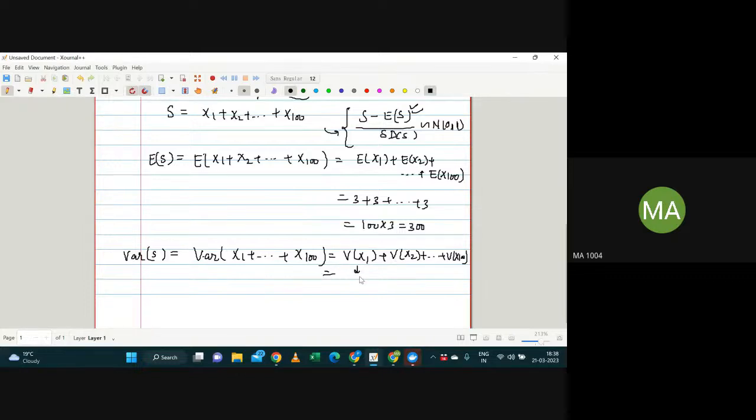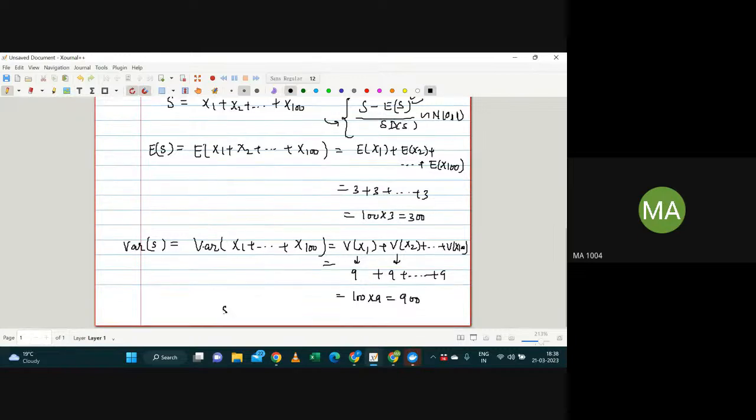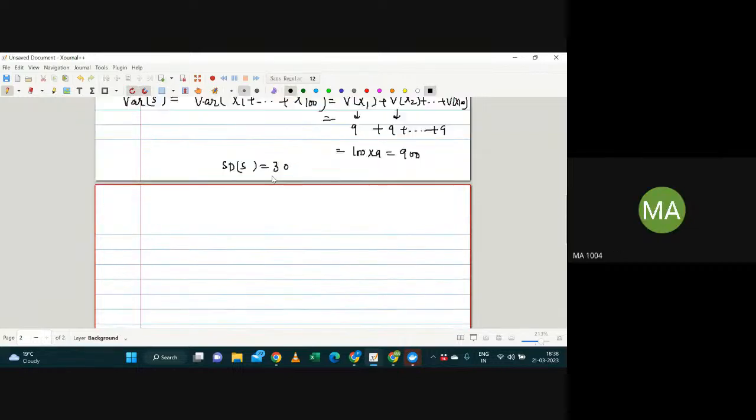So what is the variance of x1? It is 9. Variance of x2, 9, and so on, 9. So it's 100 times 9, so it's 900. What will be the standard deviation of S? 30. Okay, so far it is clear.